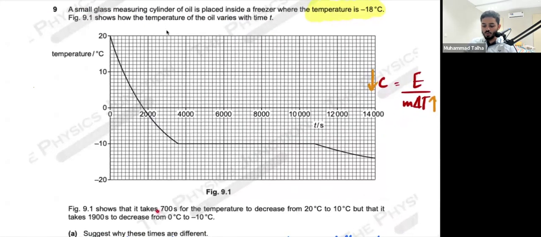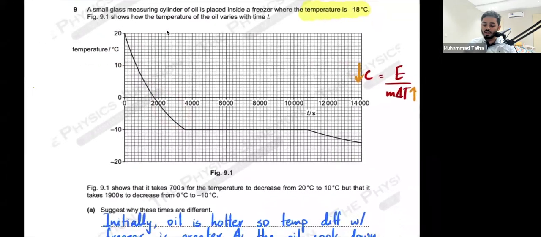Then it says in 9.1 that it takes 700 seconds for the temperature to go from 20 to 10, right? But then it says it takes 1900 seconds for the same 10 degrees Celsius drop from 0 to negative 10. So why does this take more time? This is basically asking why this is not a straight line. Because if this was a straight line, then every 10 degrees Celsius drop would take the same time. But initially it cools down faster, later it cools down slower. So this is the idea regarding temperature difference.